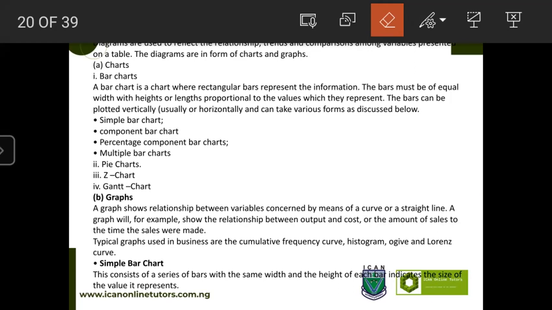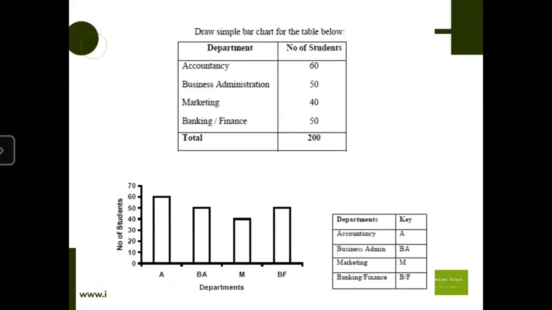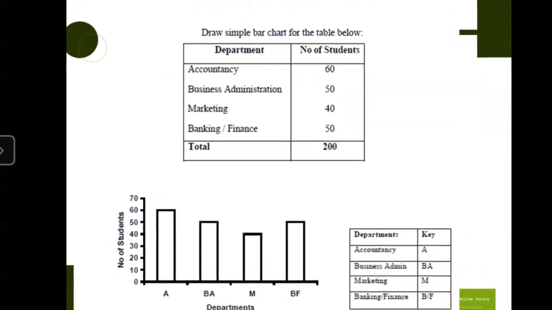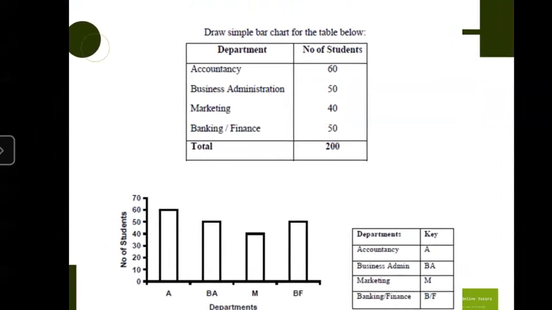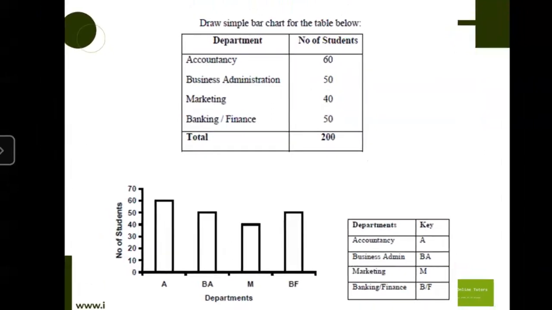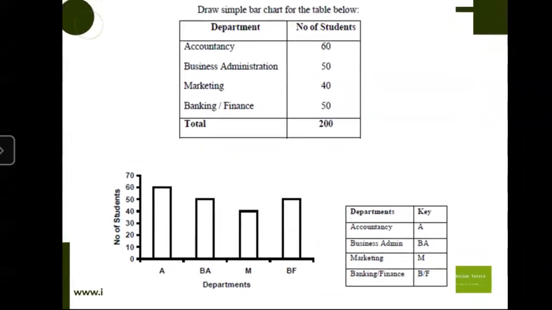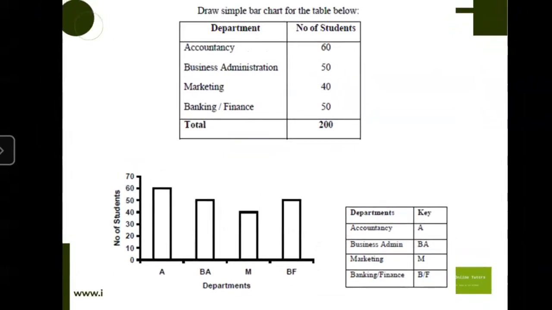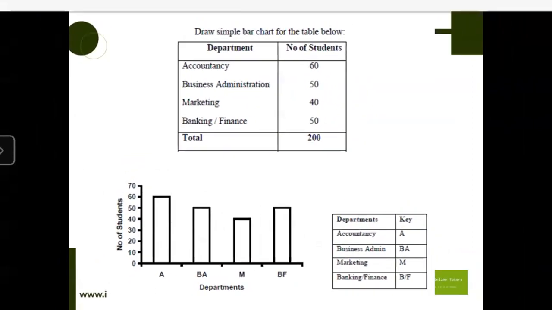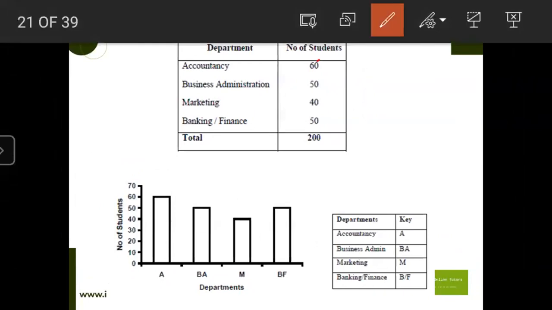And for graph, we also have simple bar graph, and we also have multiple bar graph. This is the example of graph. Remember the department of school that I gave you, which have a capacity of 60, which is 200. Let's now assume that I want to represent them in a data. This is a bar graph. You can see accountancy is having 60, this is having 50, marketing 40, banking and finance 50. So this is the department: accountancy, BA, marketing, banking and finance.